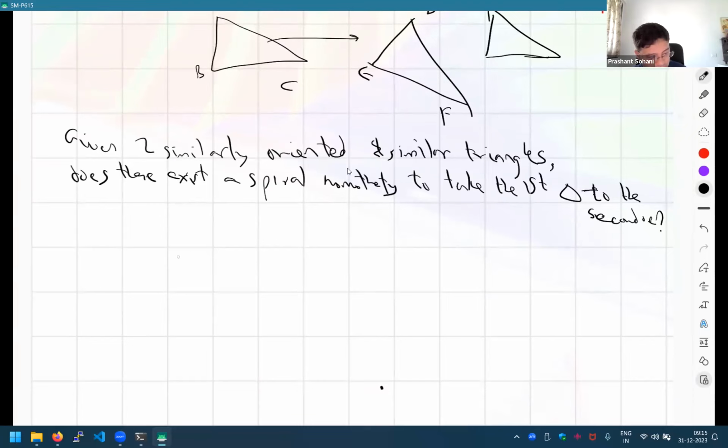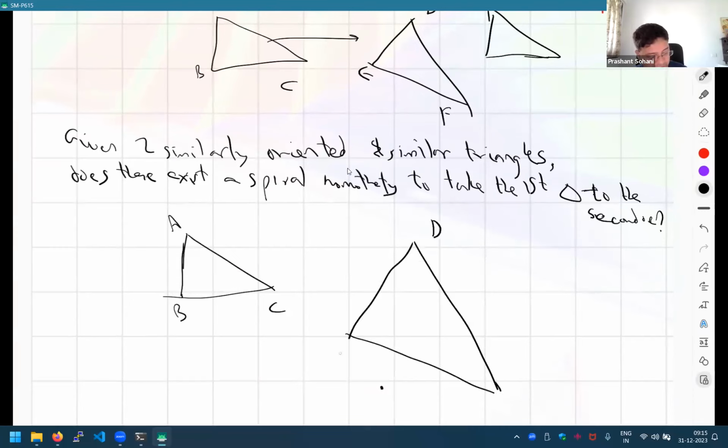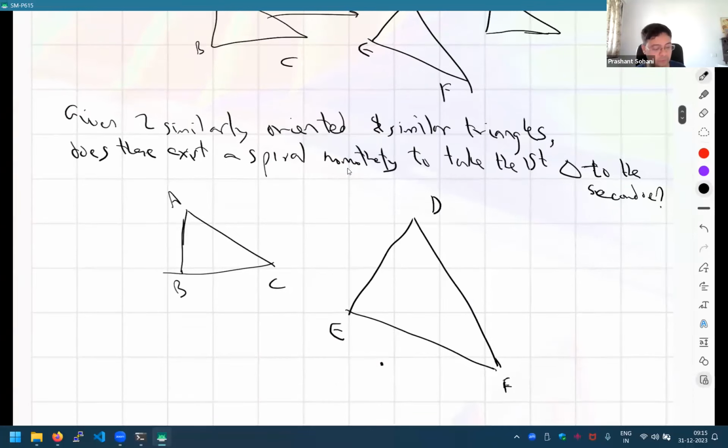So again, if you have a triangle like this, ABC, and another similar triangle, DEF, so similar, it's not necessarily of the same size, but has the same shape, then we can try to locate the spiral homothety which takes this triangle into the other triangle. Okay, so I'll maybe pause for a few minutes and ask you to think about this. How will you find out what is the spiral homothety which will convert the first triangle into the second one?